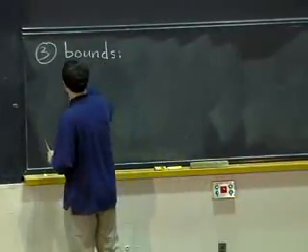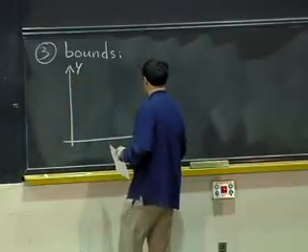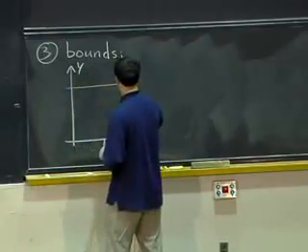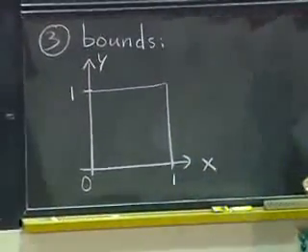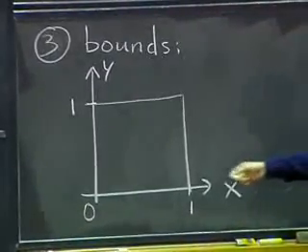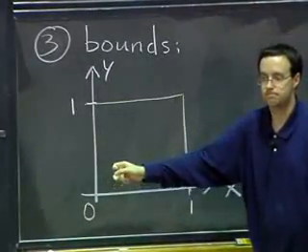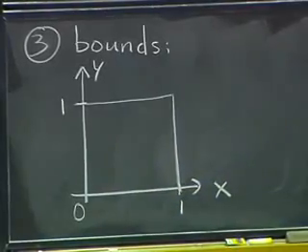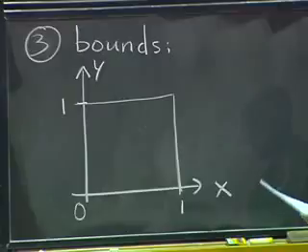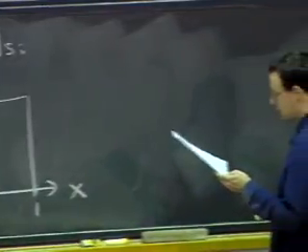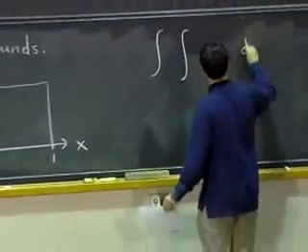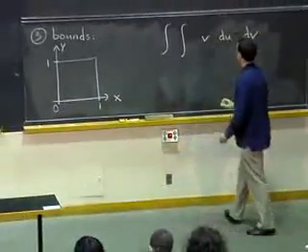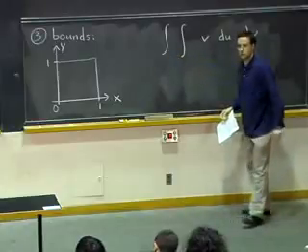Okay, so let me draw a picture in xy coordinates and try to understand things using that. So x and y go from 0 to 1. The region that we want to integrate over was just this square. Let's try to figure out how u and v vary in there. So let's say we're going to do it du dv. What we want to understand is how u and v vary in here.